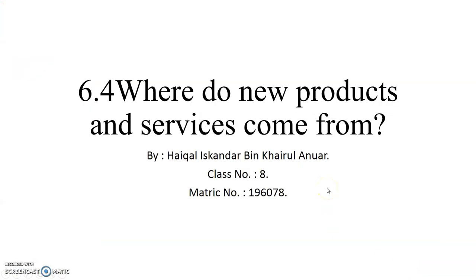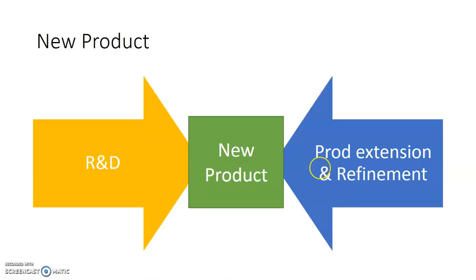Okay, now let's continue our topic. Where do new products and services come from? It's like baby, where does baby come from? Okay, so the new product comes from two activities. The first one is research and development. The second one is product extension and refinement.